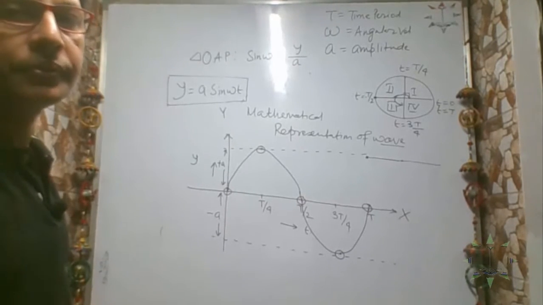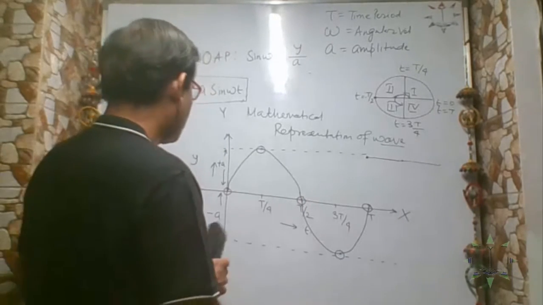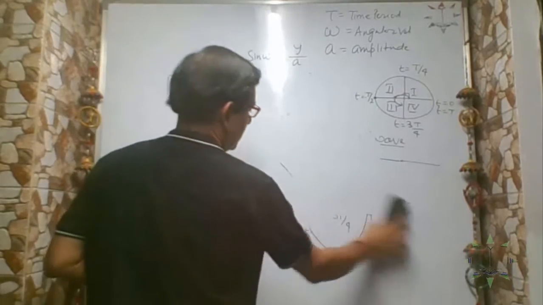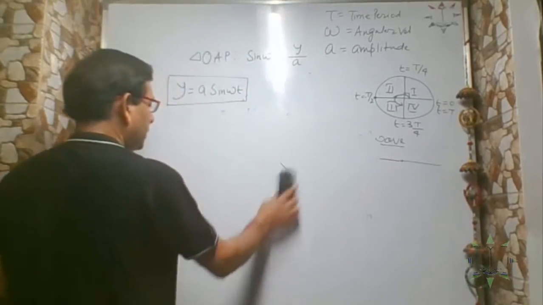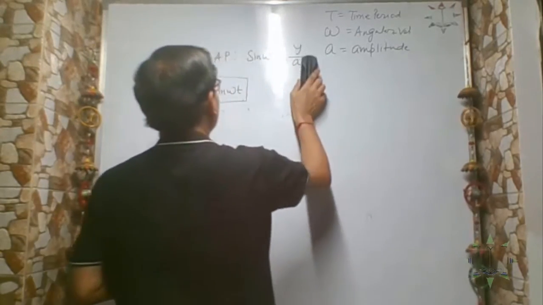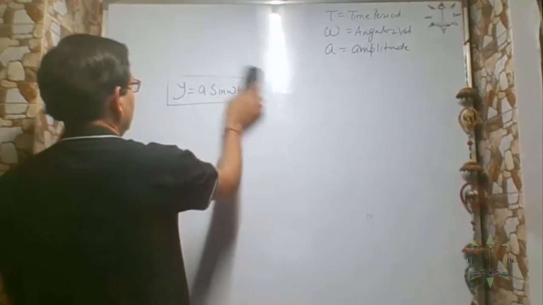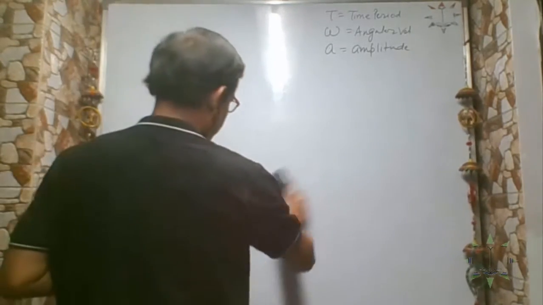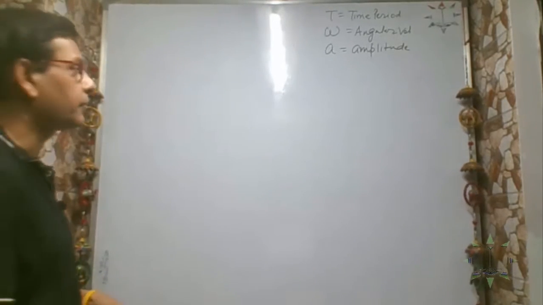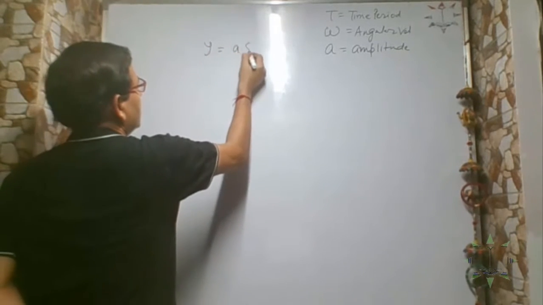We have seen this graph. Now we will calculate the velocity of a particle executing simple harmonic motion. Our starting point for calculating velocity, acceleration, and force is the same thing, that is our displacement equation, y equal to a sin omega t. We will take this forward. Very easy. The displacement equation is y equal to a sin omega t.